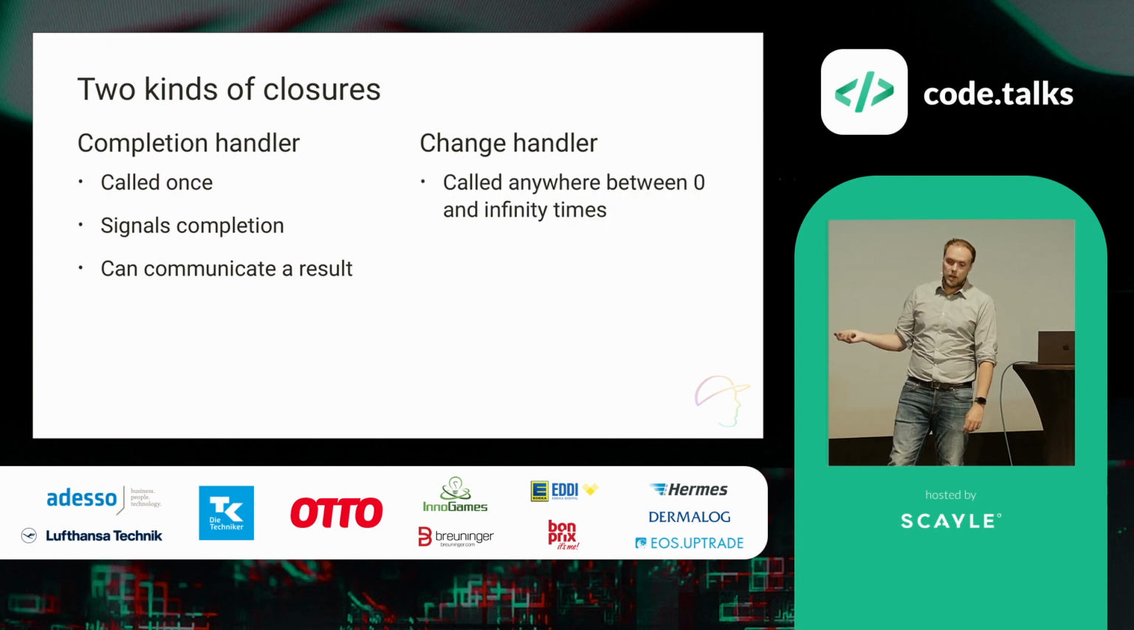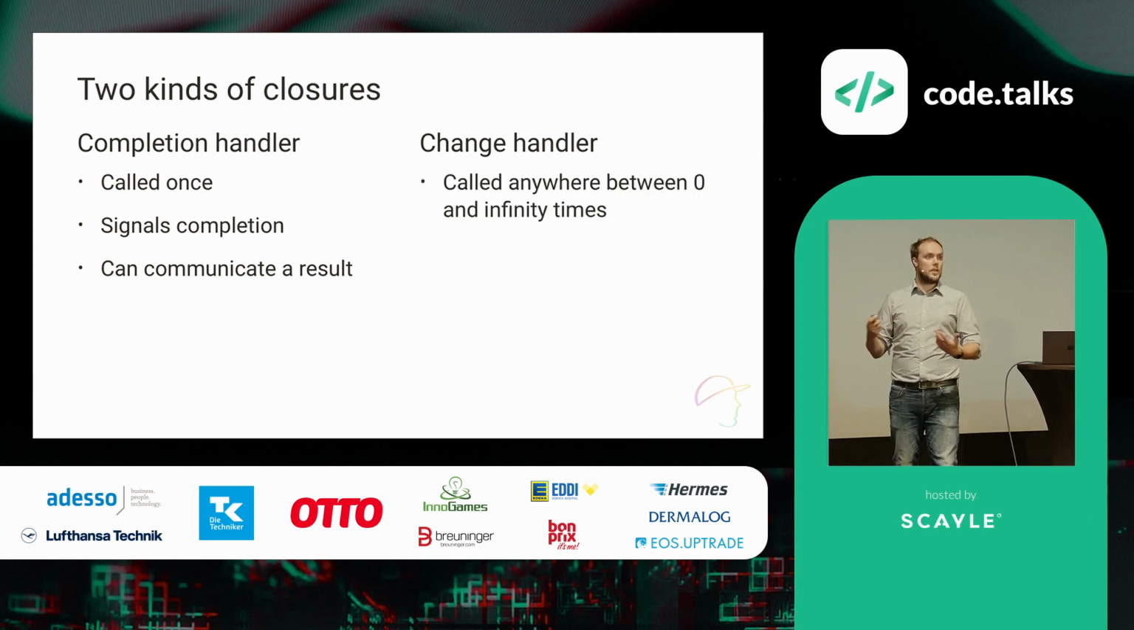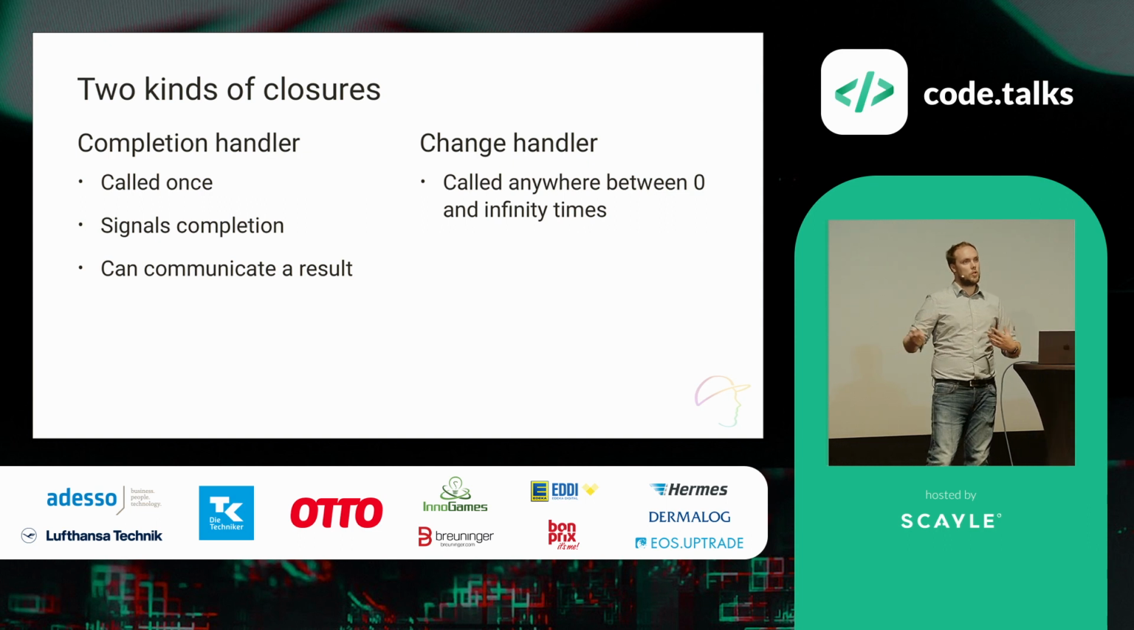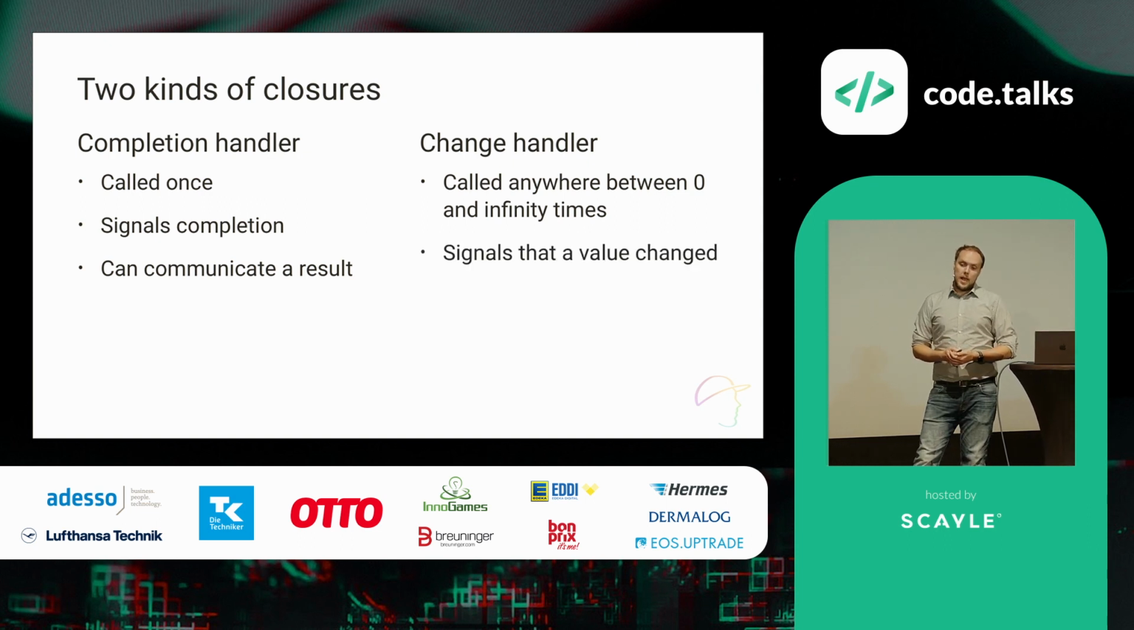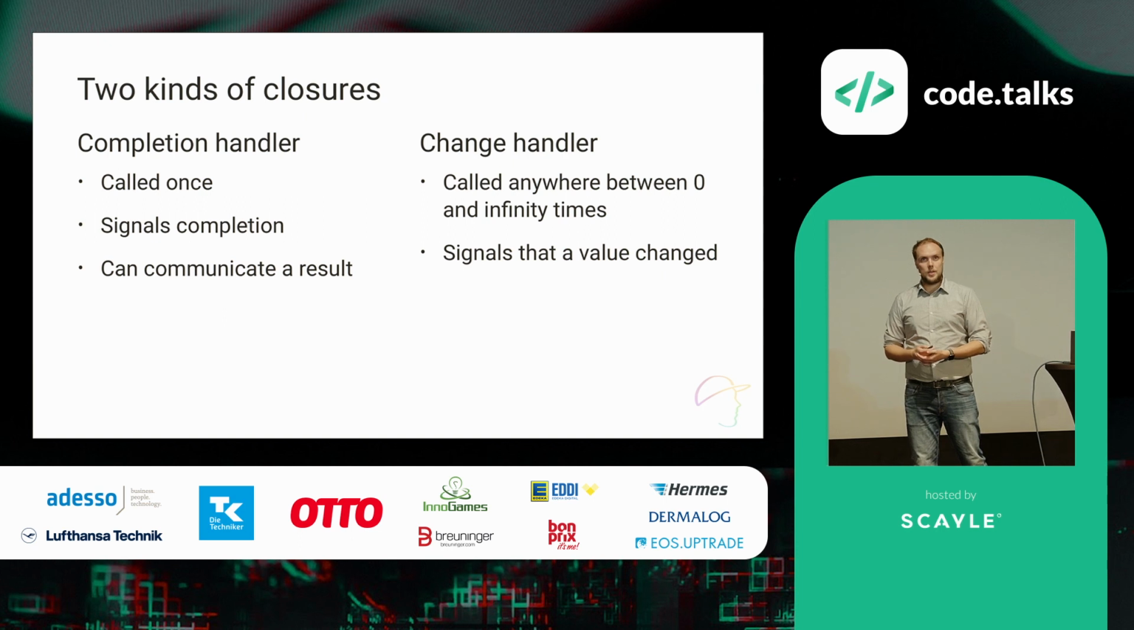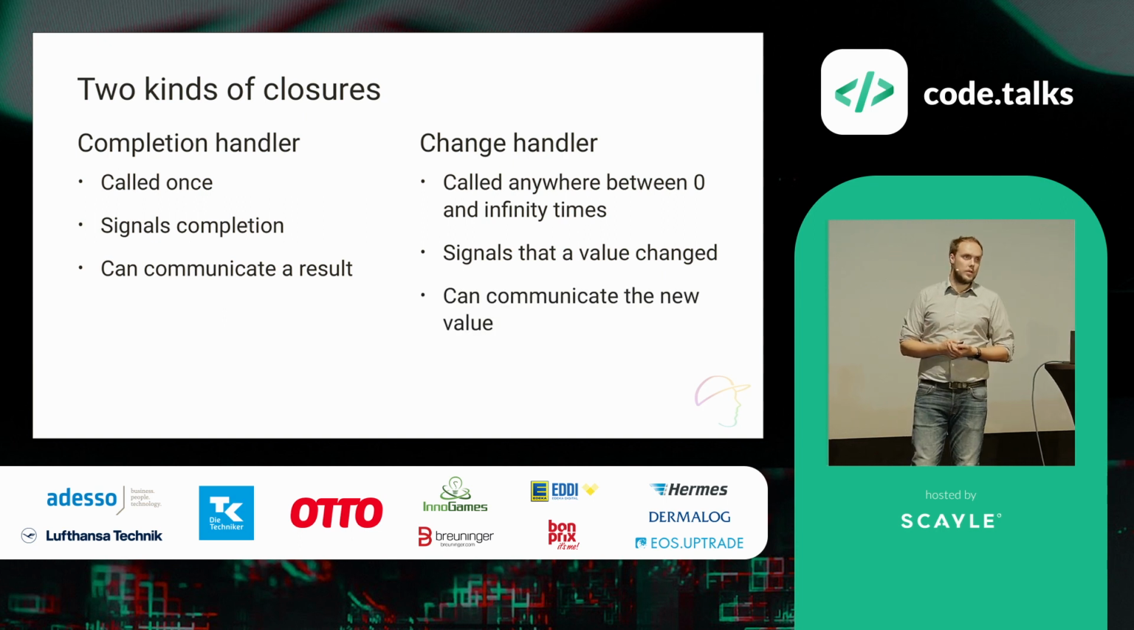On the other hand, we have change handlers. They're called anywhere between 0 and infinity times. Right? A state might never change, or it might change very often. It signals that some value or some piece of state has changed, and it can communicate this new value to us. And this is, of course, incredibly useful, because that allows us to respond to changes.